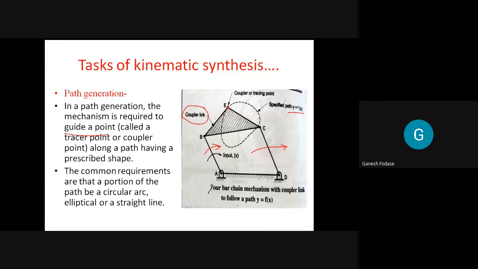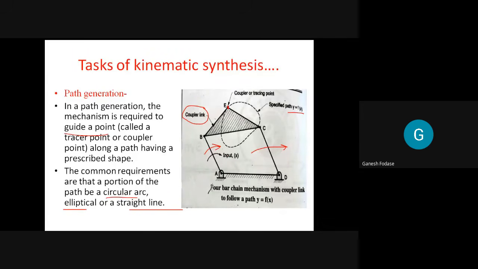Whenever we are interested in the path of a point, the path traced by a point, that problem comes under path generation. So I repeat, in path generation, the mechanism is required to guide a point, called the tracer point or coupler point, along a path having a prescribed shape. The common requirements are that a portion of the path be either a circular arc, elliptical, or a straight line, meaning different paths are possible. So whenever we are interested in the path of a tracer point or coupler point, that problem of synthesis comes under path generation.